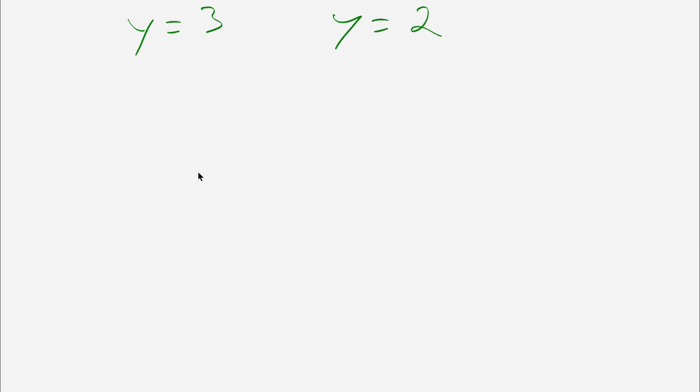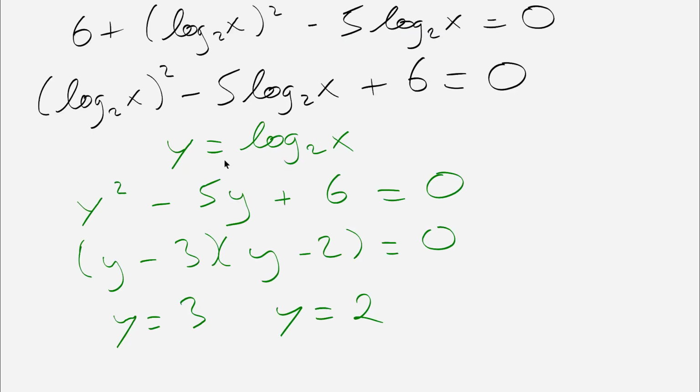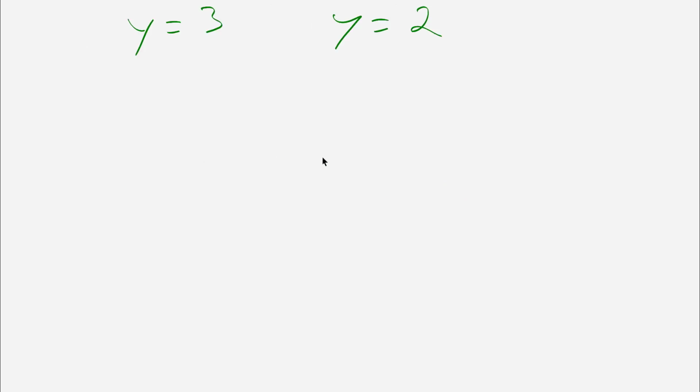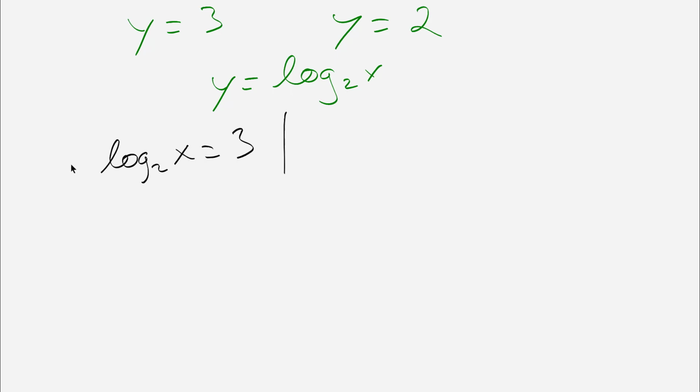So I have my solutions. As I said, y is equal to 3 and y is equal to 2, but they're not the final solutions. They were just the solutions of this green equation that I have here. Remember, whatever you sub in, you have to sub back out to finish. So I subbed in y here, so I need to sub back out y in order to get my final correct solution. Y was actually representing log to the base 2 of x. So if y is equal to 3, that really means log to the base 2 of x is equal to 3. And if y is equal to 2, that really means log to the base 2 of x is equal to 2.